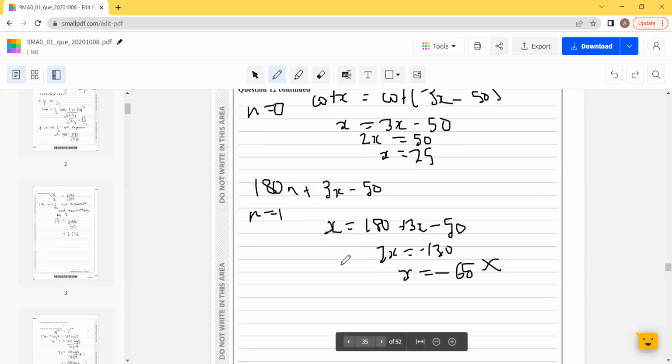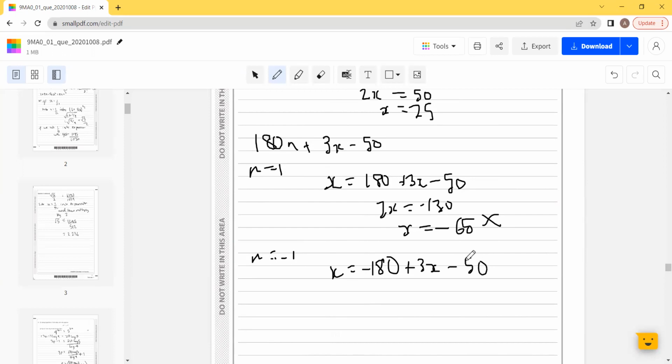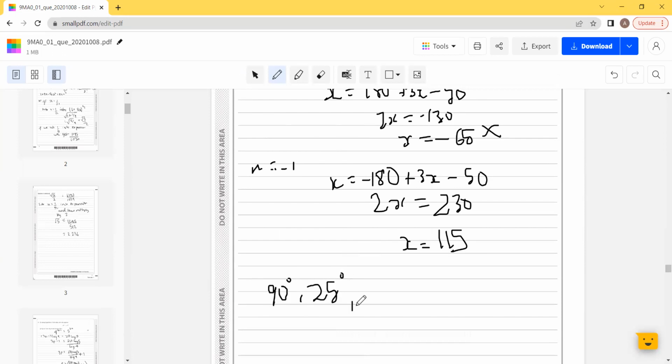So let's try n is equal to minus 1. Well, when n is equal to minus 1, then x is equal to minus 180 plus 3x minus 50. Okay, so we get that 2x is equal to 230. So x is equal to 115. Okay, so we have 90 degrees, 25 degrees, and 115 degrees.